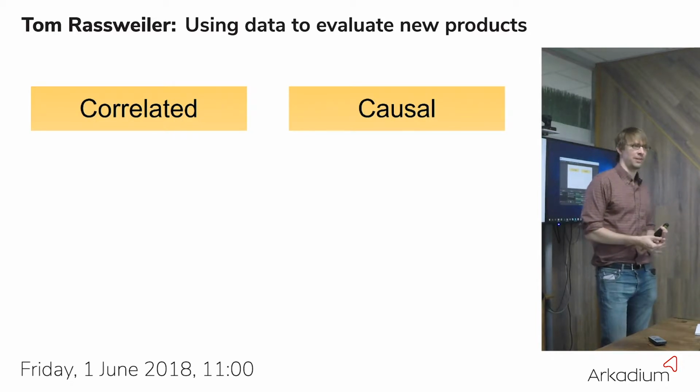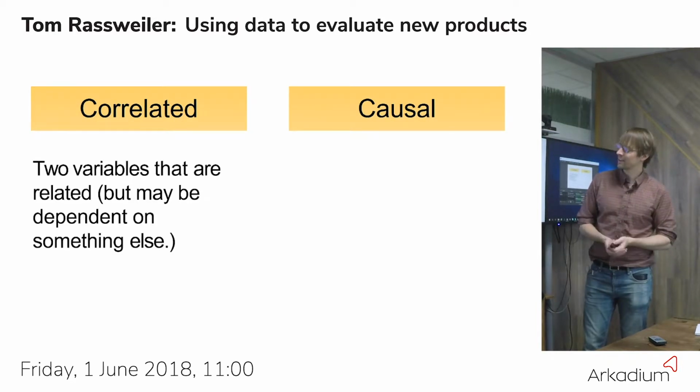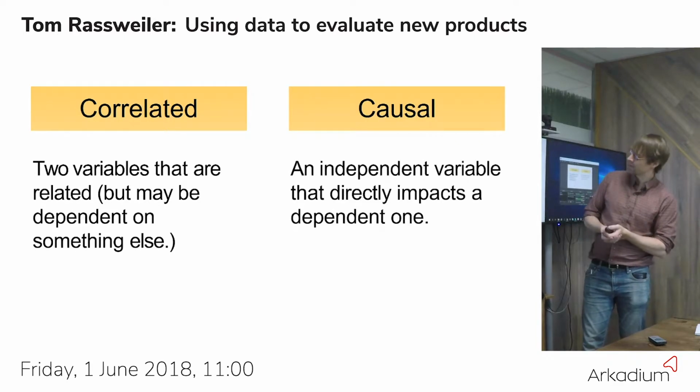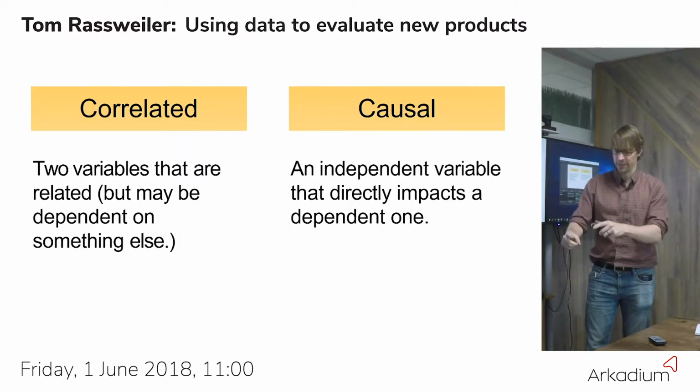Causal, like being the cause. So correlated, two variables that are related, but might be dependent on something else. They clearly move, they're synchronized, but they might not actually relate to each other. Causal are independent variables where one directly impacts the other.